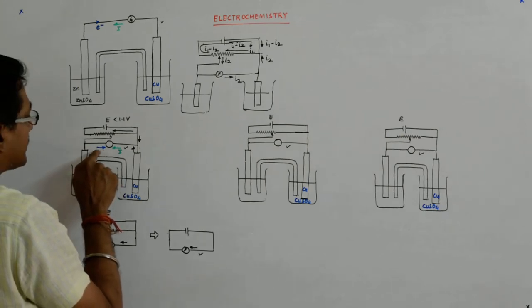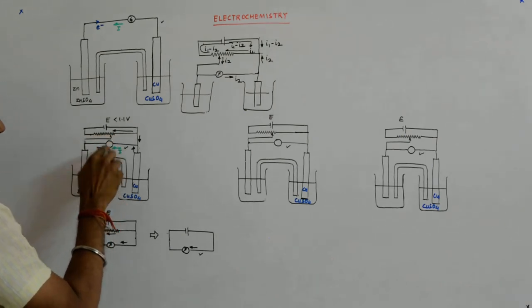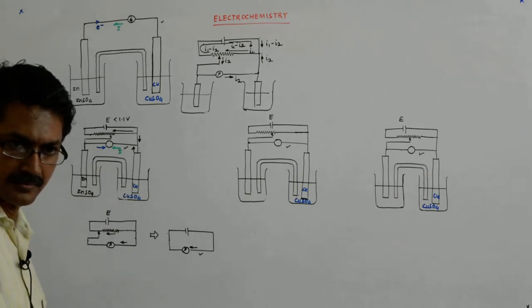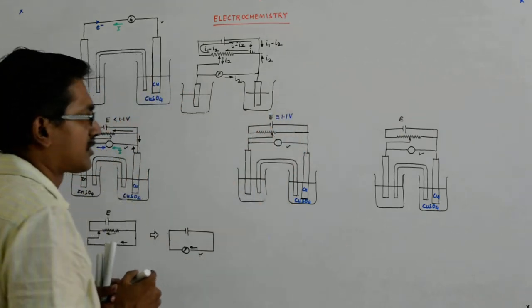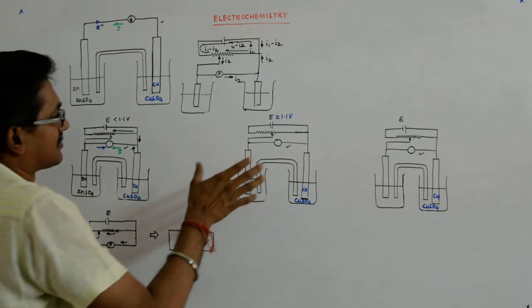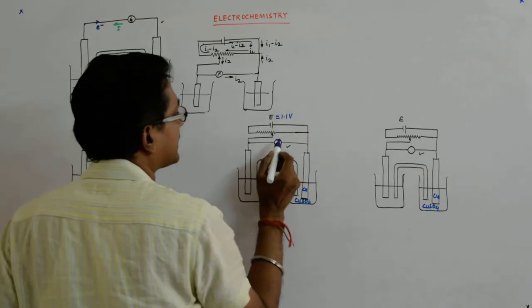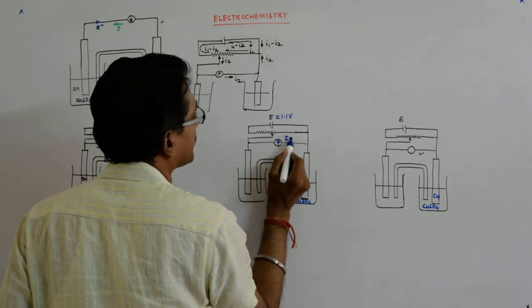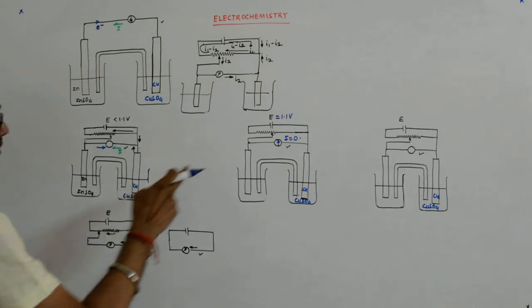Now what happens? As you increase this, you'll find that this current has started becoming smaller, till you reach a point where you make this 1.1 volts. You make it 1.1 volt, that means across this you give 1.1 volt. So what happens? There'll be simply no current here. I will be zero. It'll be showing you no current.